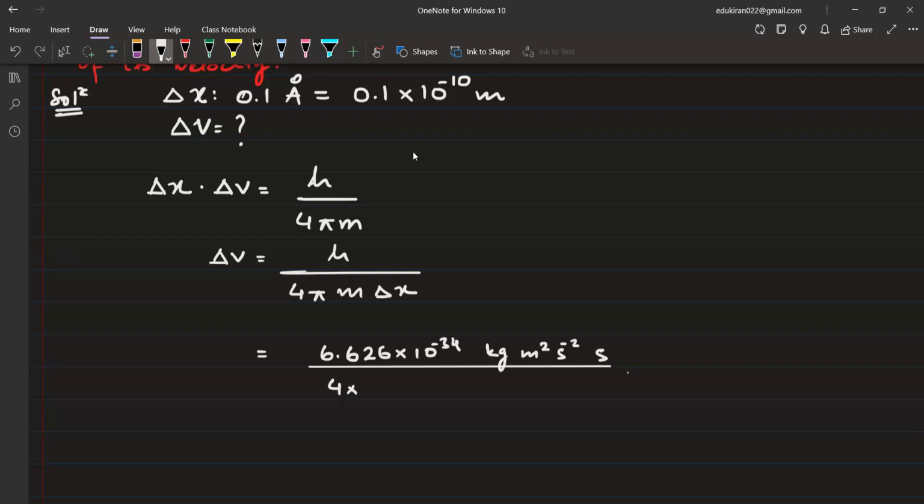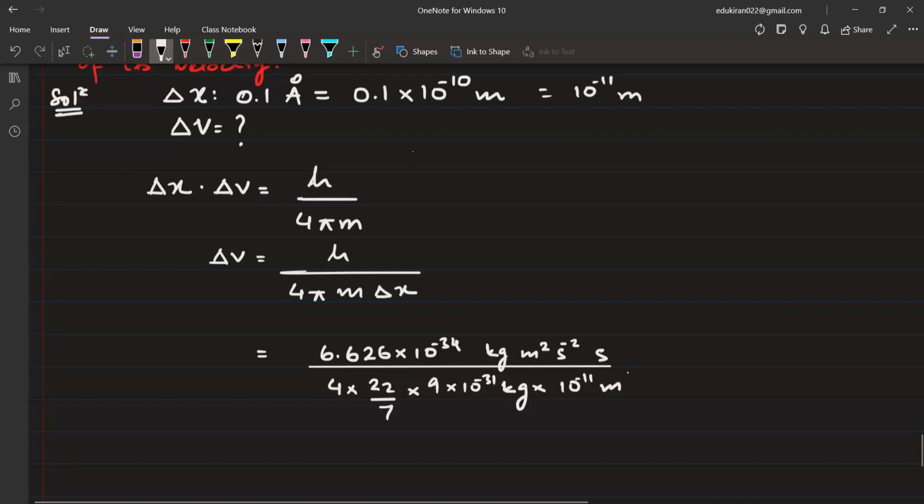4 into pi is equal to how much? 3.14 or 22 by 7, whatever you want to take. Let us take 22 by 7, multiplied by m. Mass of electron is 9 into 10 to the power minus 31 kg, multiplied by delta x. Delta x is equal to 0.1 into, how much can we write this? We can write 10 to the power minus 11 meters. This will be 10 to the power minus 11 meters.